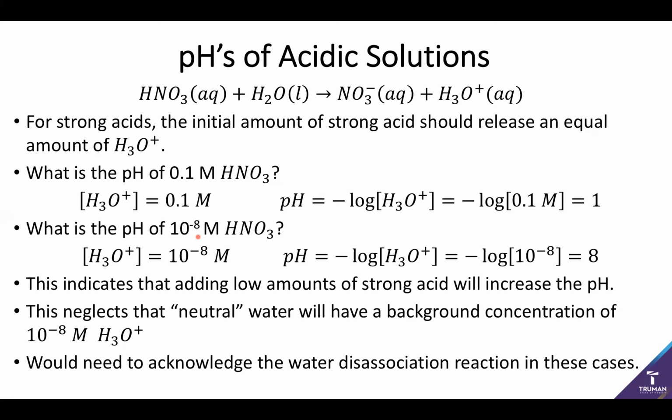if I've got a solution that is greater than about 10 to the negative 6 molar of a strong acid. However, anything less than about 10 to the negative 6 molar, or 1 micromolar, of a strong acid is fairly worth ignoring. So just keep in mind that if I'm dealing with more than 1 micromolar of strong acid, we can go ahead and use this approximation. Otherwise, the amount of acid added will be relatively negligible.